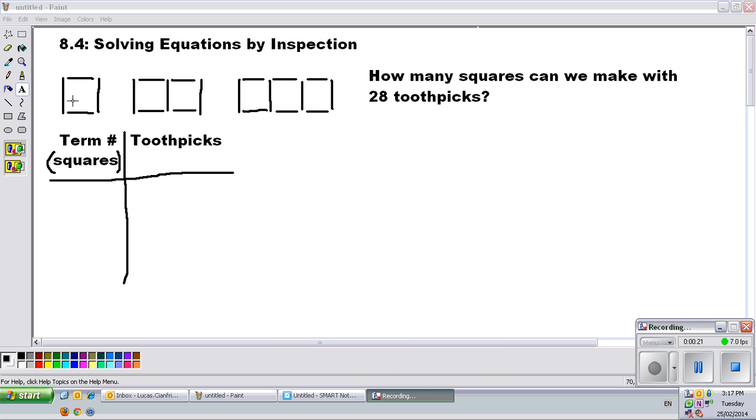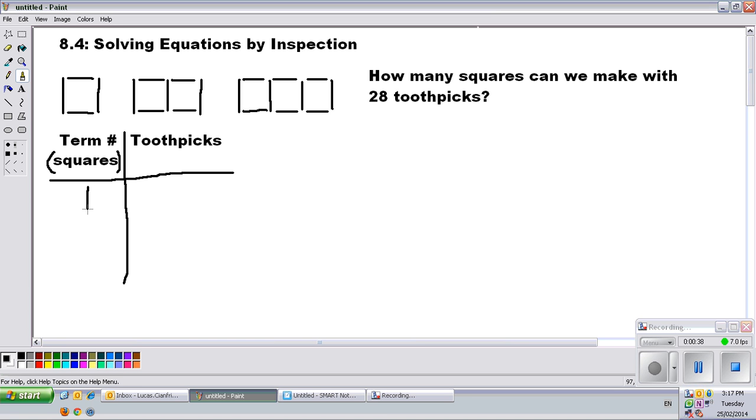In the first one, there's one square. In the second one, there's two squares. In the third one, there's three squares. When we create our chart with the term number and the amount of toothpicks, the term number would be the same as the amount of squares. So in term number 1, or with one square, we need 4 toothpicks.